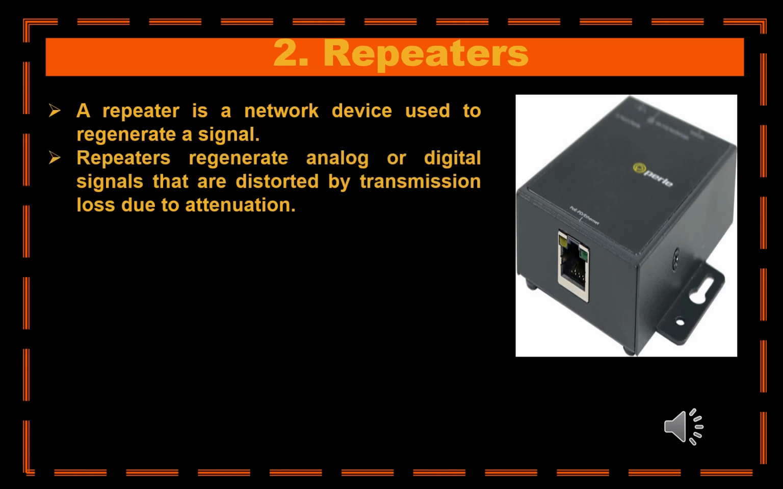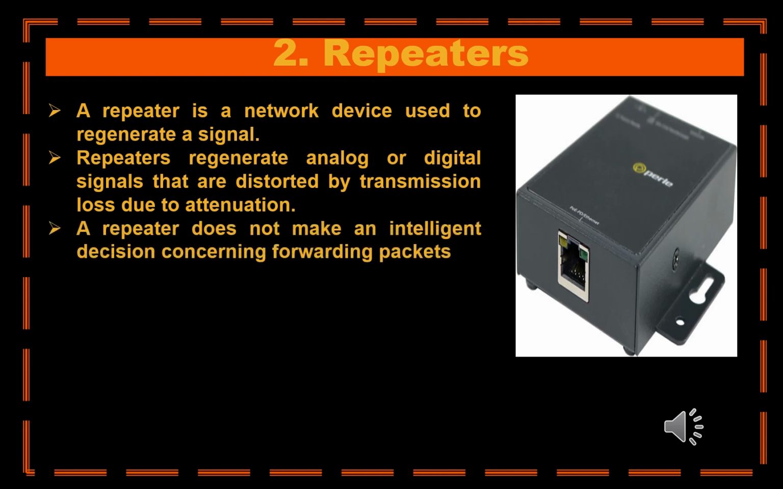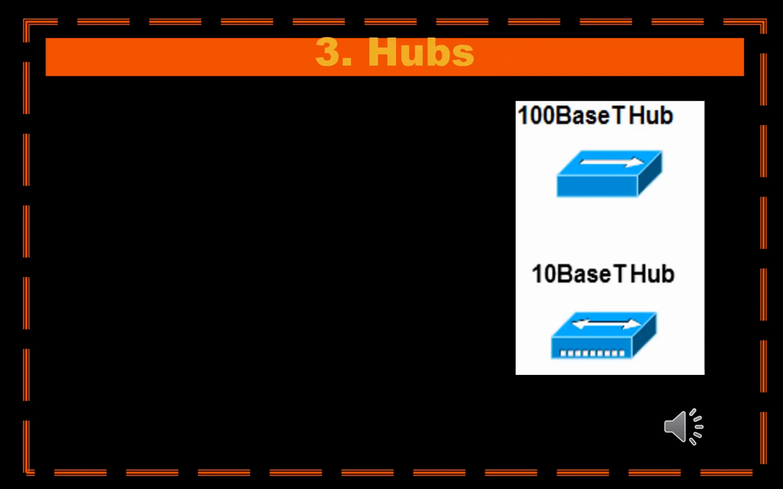The next one is the repeater. A repeater is mainly used to regenerate a signal. What is regeneration here? We regenerate the analog or digital signal, which is called regeneration, because of the transmission loss due to attenuation. Here, forwarding packets and detecting errors is done by a repeater.